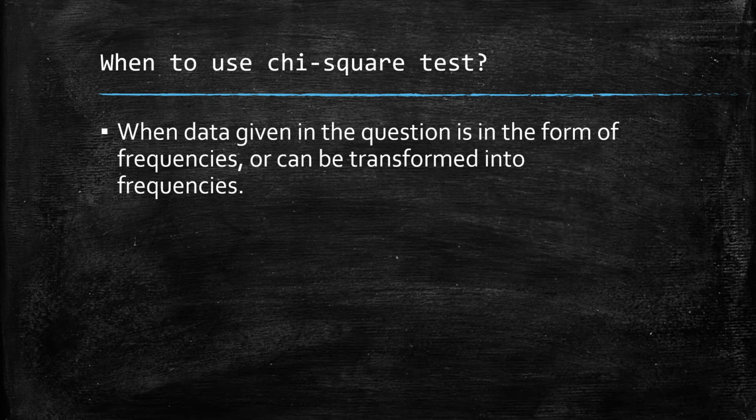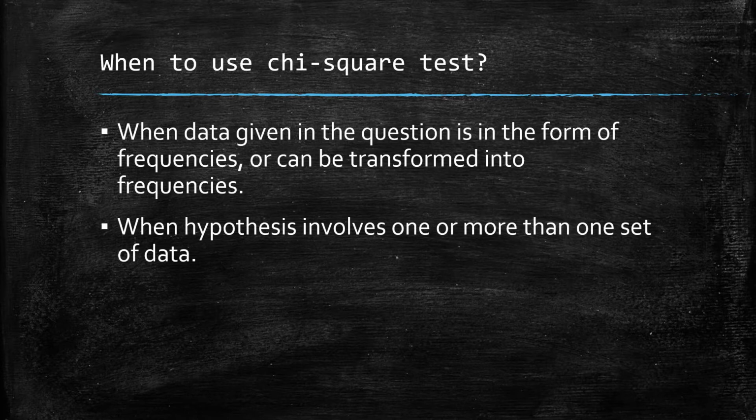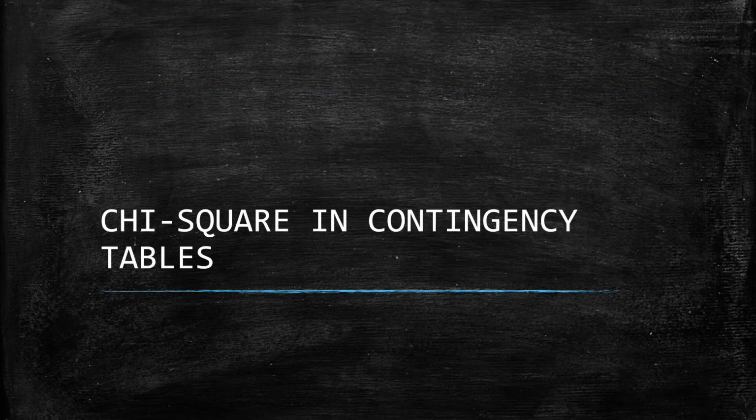When data given in the question is in the form of frequencies or can be transformed into frequencies. When the hypothesis involves one or more than one set of data. Chi-square in contingency tables. Normally, the chi-square test is mostly used for contingency tables.